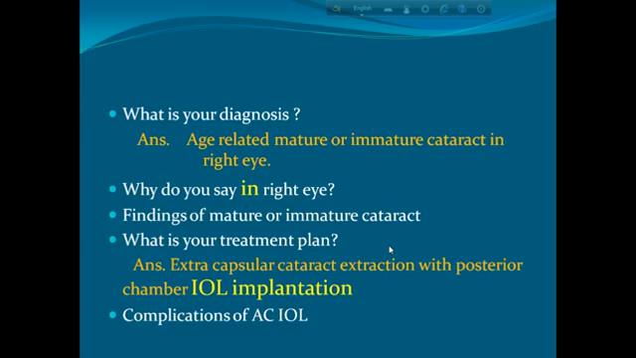Okay. Then another question may arise. Your case may be mature or immature. What are the findings of mature cataract? What are the findings of immature cataract? Later on, I will discuss. Then the examiner may ask you, what is your treatment plan? Your case is mature or immature. What about your treatment plan? Treatment plan is extracapsular cataract extraction with posterior chamber intraocular lens implantation.